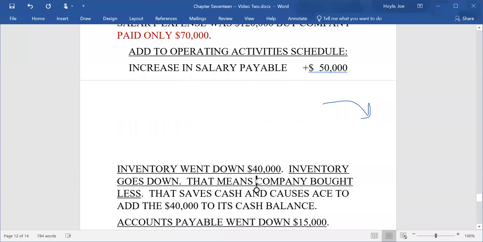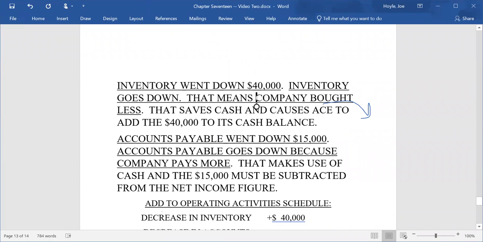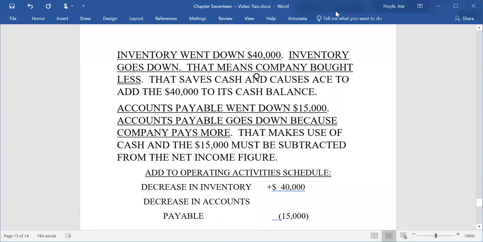Let's do one more. We're now going to do inventory. This is cost of goods sold, of course. And with cost of goods sold, you have two connector accounts. You have inventory and you have accounts payable. So we're going to do both of them at the same time.